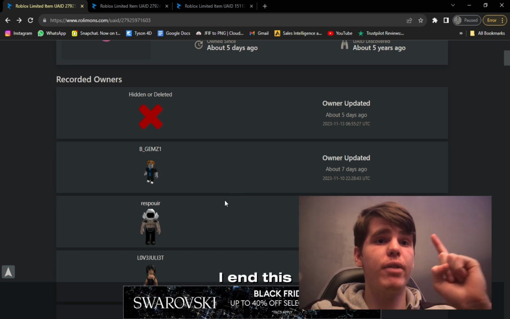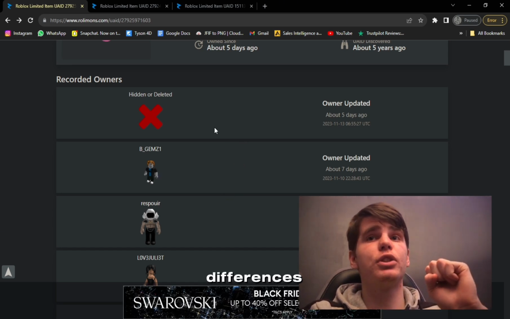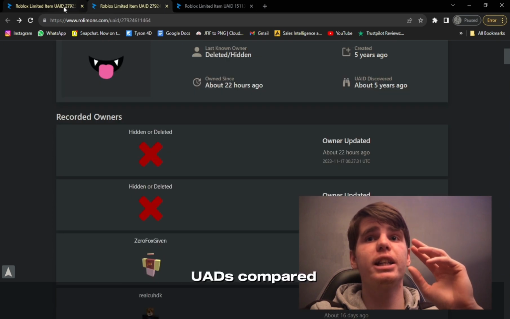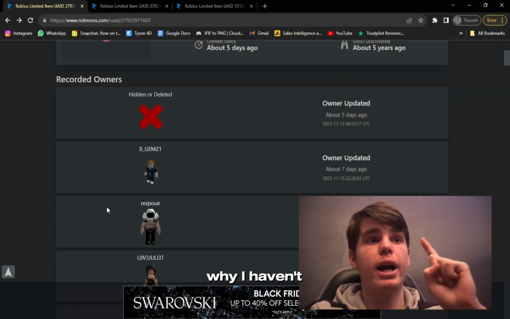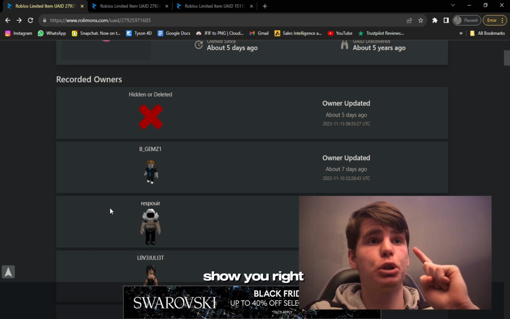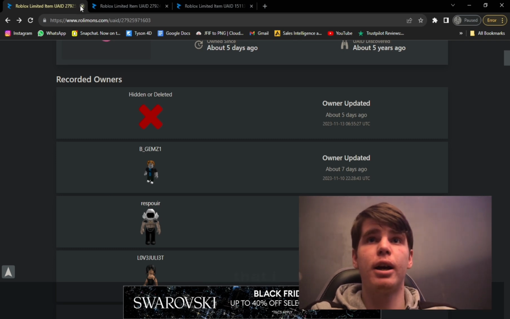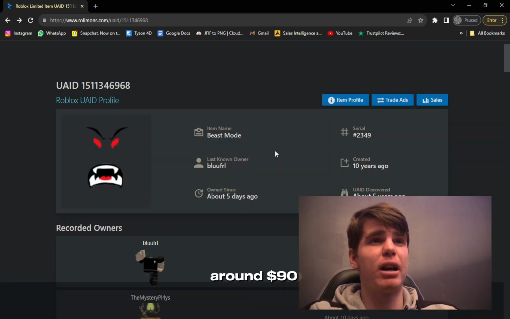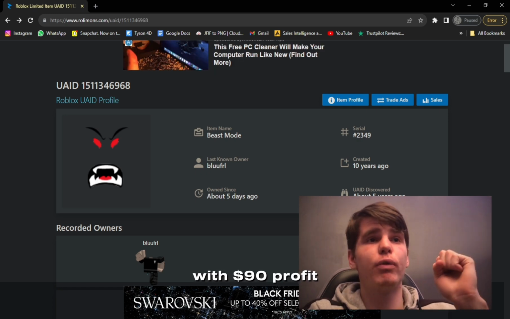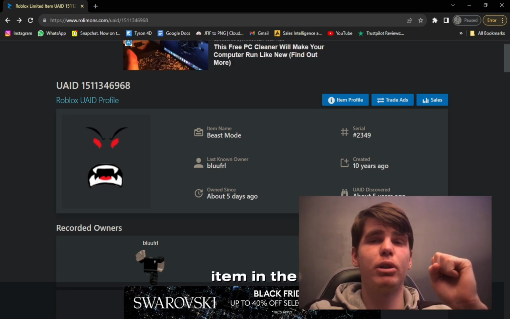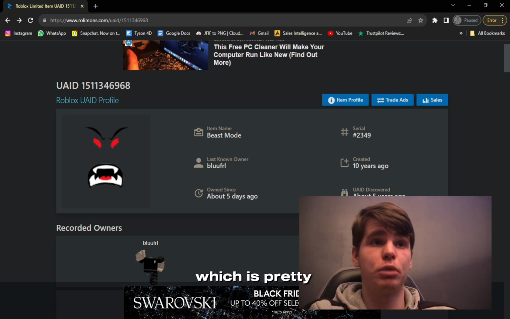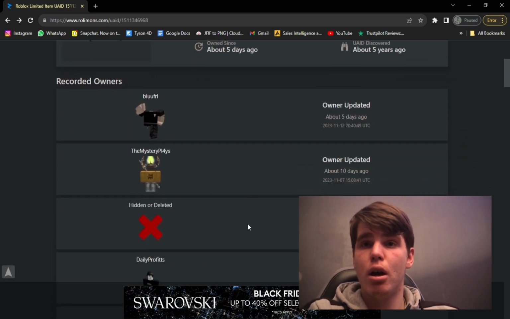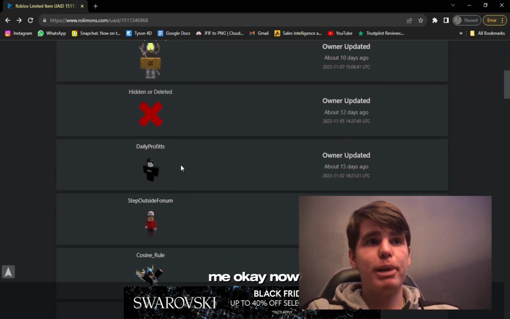Now, before I end this video, I'm going to show you the differences between these two UAIDs compared to mine and why I haven't got rollbacked. I'm going to show you right now with a beast mode that I bought and resold, and I made around $90 profit on a low demand item in the Roblox market, which is pretty good, okay? So, this is me, okay?